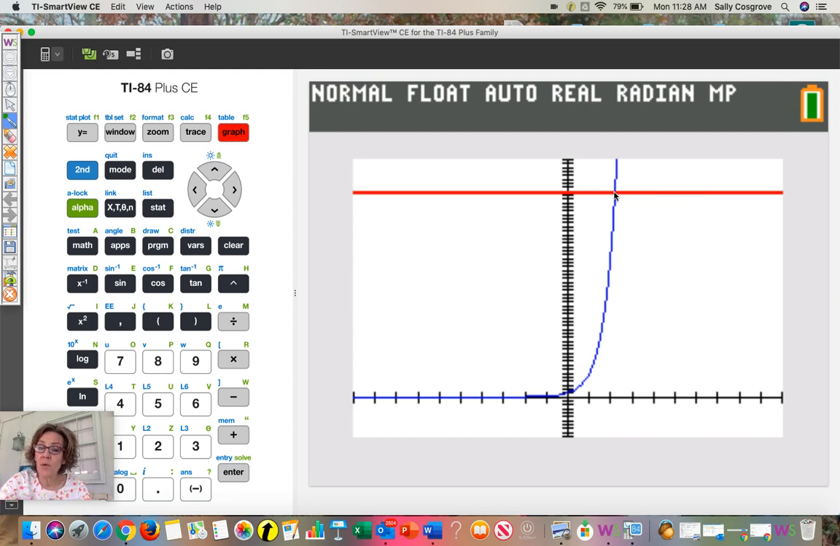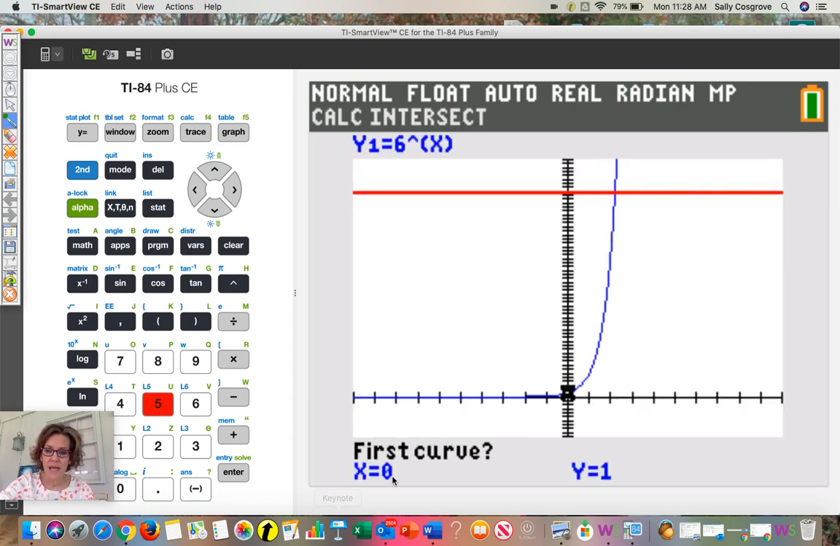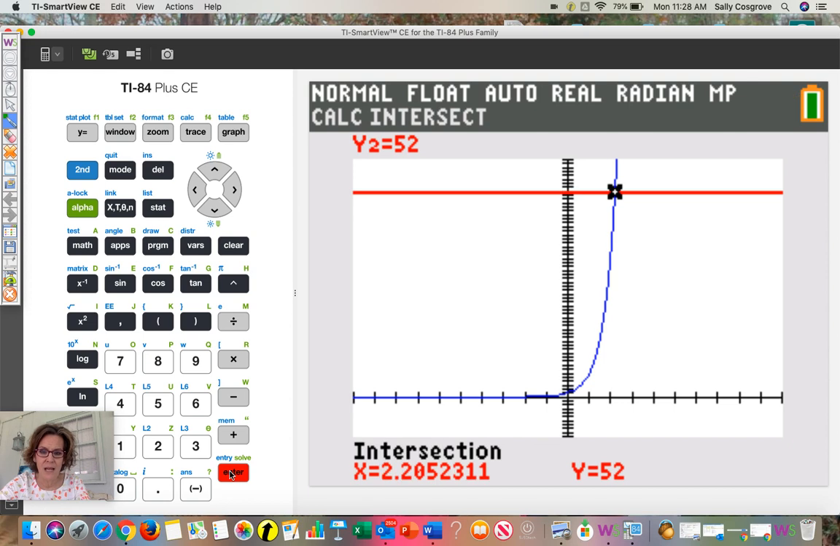So let's go through how we find that point of intersection. Second, calculate, intersection, number 5. So just hit the number 5. This is our first curve, enter. This is our second curve, enter. And we are guessing that it's 2.2 and some change, so I'm going to hit enter one more time. And shazam.